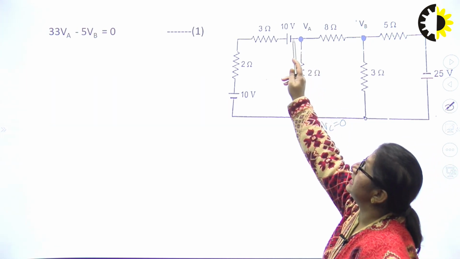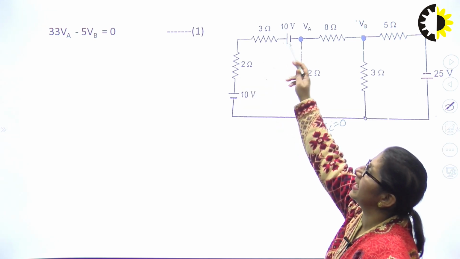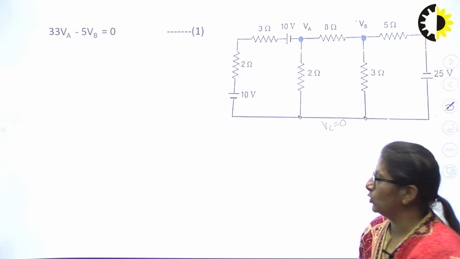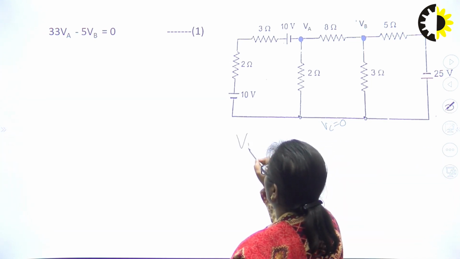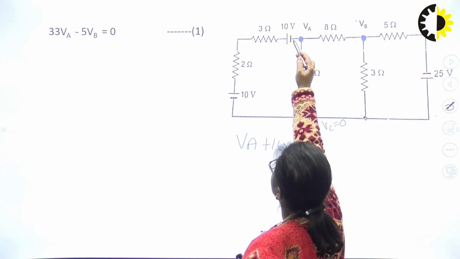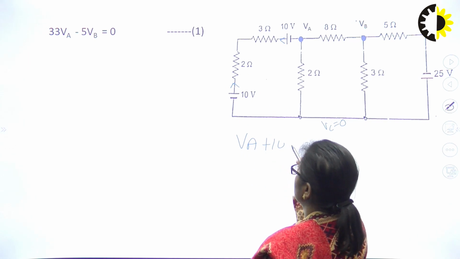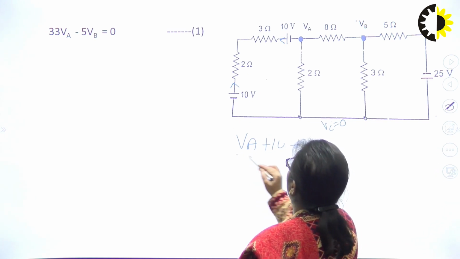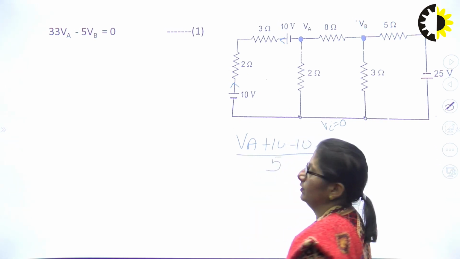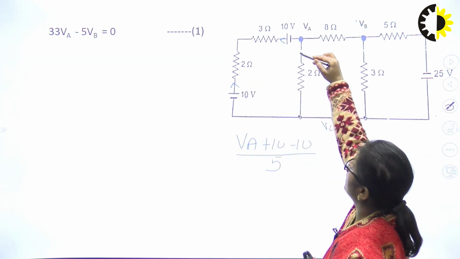Now here you just see this is 10 volts, negative, positive, positive, negative. That itself is cancelling out. In fact, if at all I write, I will be writing it as VA plus 10. This is sending the current in the same direction, but this is sending in the opposite direction. So it is plus 10 minus 10 upon 5. 3 plus 2, 5. Similarly, what is the current in this?